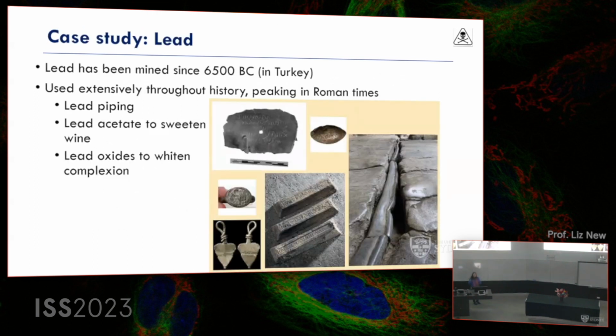So I thought I'd tell you today the story of lead. Lead is an interesting story. It's one of the first toxic metals that humans encountered because it's been mined since 6,500 BC. And it was used heavily during Roman times. They made lead piping. That's why, of course, the word plumbing comes from the Latin plumbum, which is the Latin for lead, and that's why the elemental symbol for lead is Pb. They used lead acetate to sweeten their wine. Their wine was blue because they put this lead acetate salt in it. They used lead oxides to whiten their complexion.